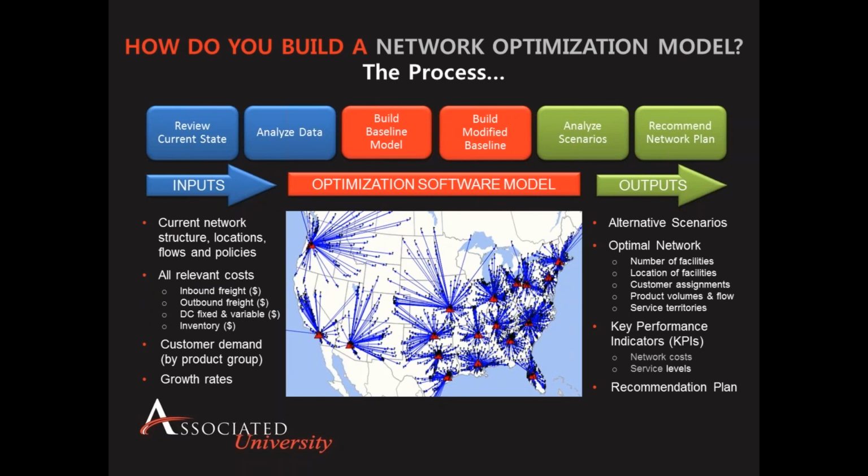And then the models will report out the key cost components around all the different costs, inbound, outbound, freight, DC fixed and variable costs, and inventory cost, and then typically report out service expressed in terms of distance or proximity to your customers or your demand and proximity to your suppliers.